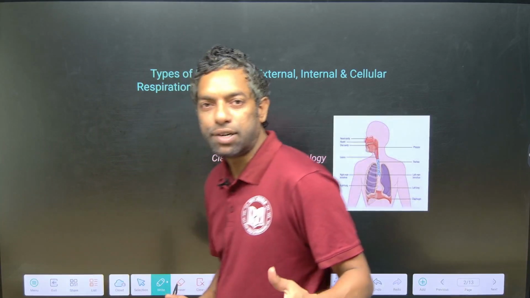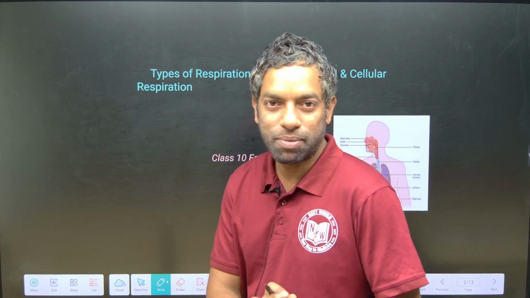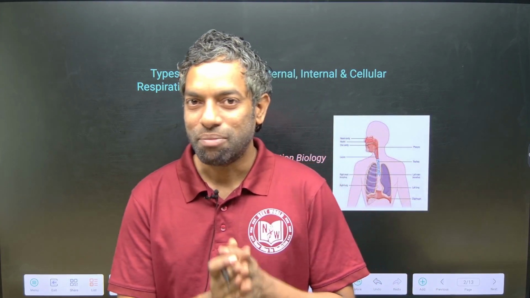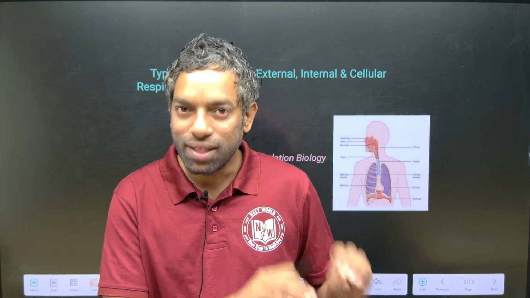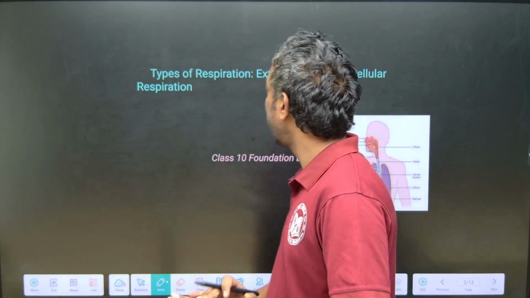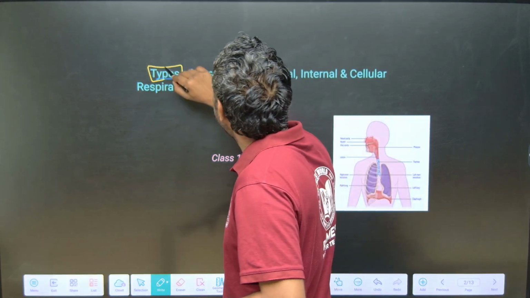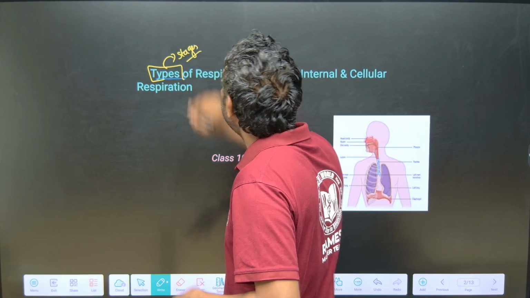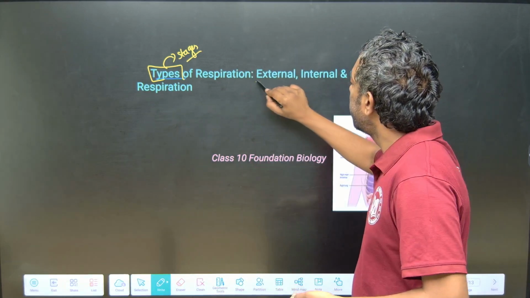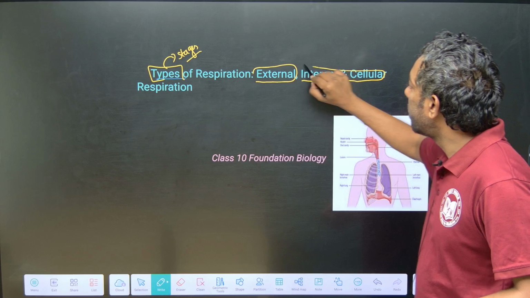My dears, today we are going to discuss respiration, the types of respiration. You know respiration, but there are types. There are stages involved in respiration, that is the types. Respiration types mean stages: external respiration, internal respiration and cellular respiration.